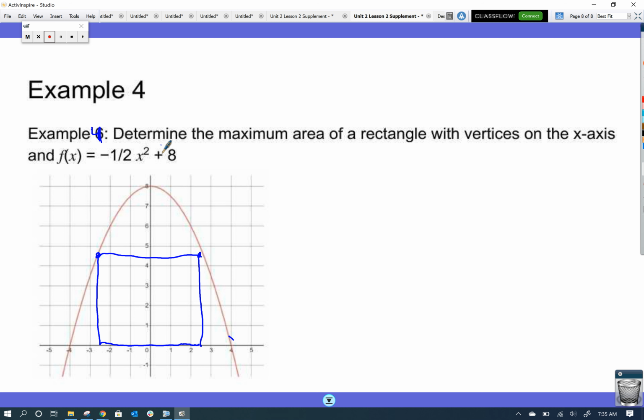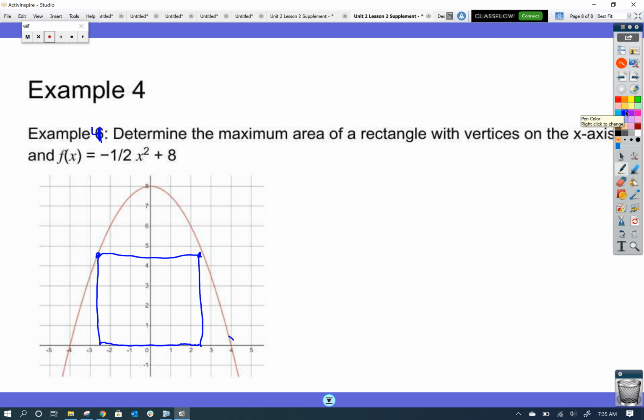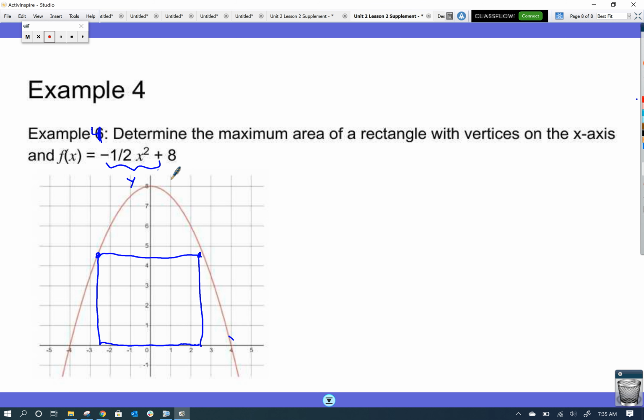Because we have a function here, and what it means to be a function by definition is a height. So this is a y value, or a height. What does that mean to be a height? It's the distance from the x-axis all the way up to the parabola. That's what it means to be a function height. So I'm going to label that y, which equals -1/2 x squared plus 8.